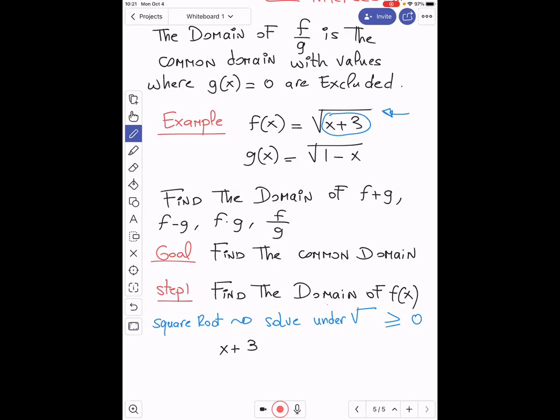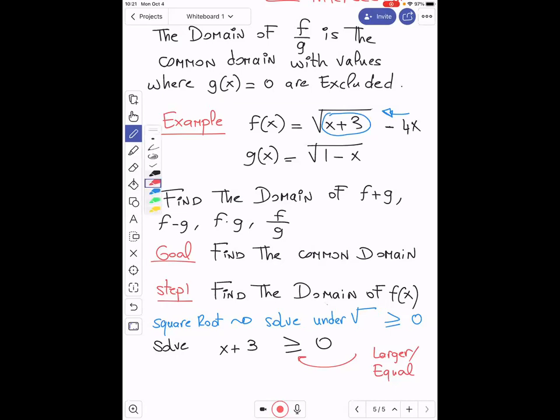If I want, I can change my function f and have, for example, -4 outside or -4x or wherever. It doesn't change the domain of the function f, because we don't care about what's outside the square root. So under the square root, we have x plus 3, and so we need to solve x plus 3 larger or equal to 0. Larger or equal to 0 means it's positive or 0.